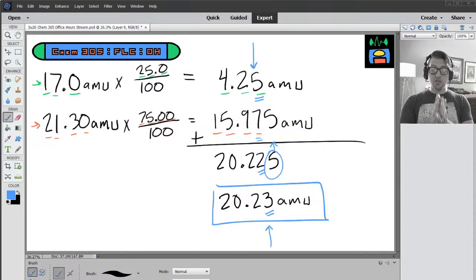So precision is determined by the last significant digit in the number. Precision is literally the reason why the correct answer is 20.23, because it has to have its last significant digit in the second decimal place.